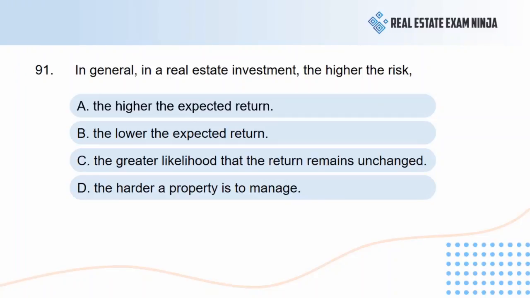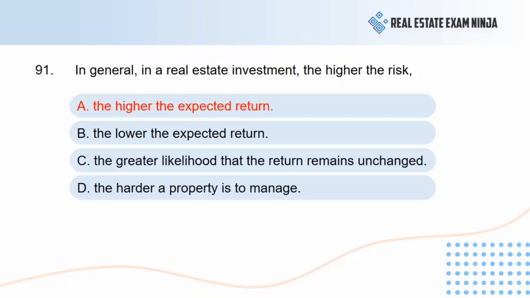Number 91. In general, in a real estate investment, the higher the risk. A. The higher the expected return. B. The lower the expected return. C. The greater likelihood that the return remains unchanged. D. The harder a property is to manage.